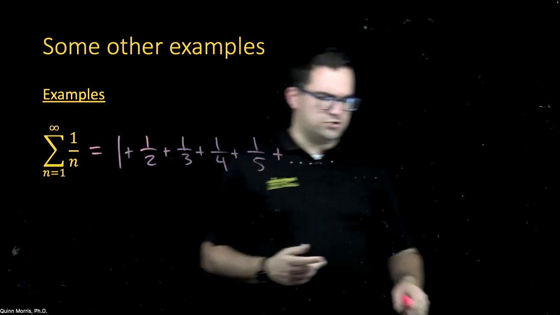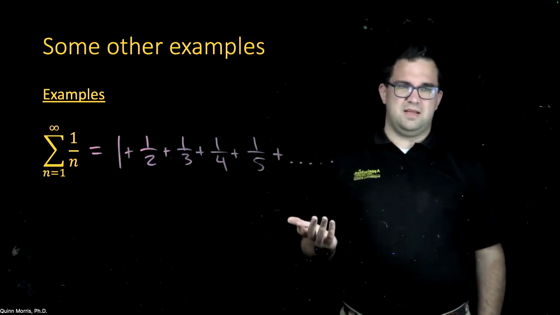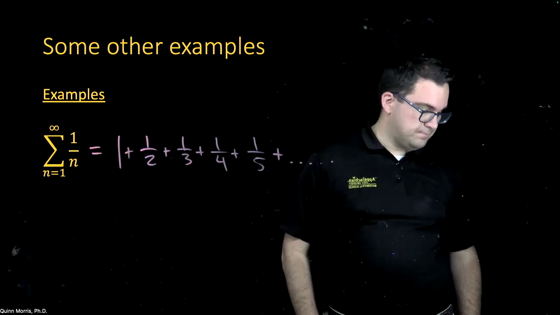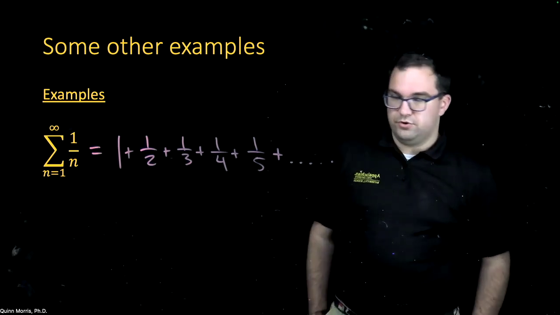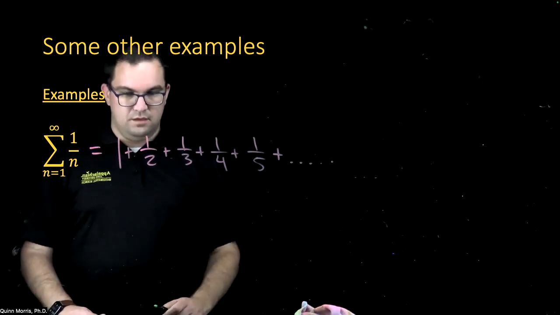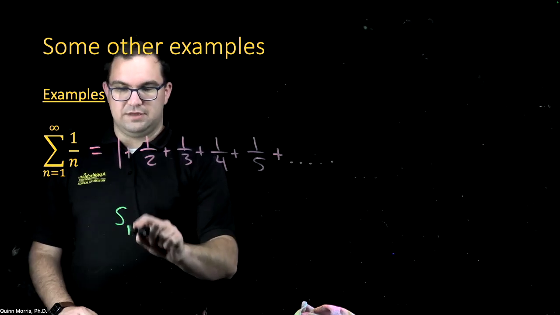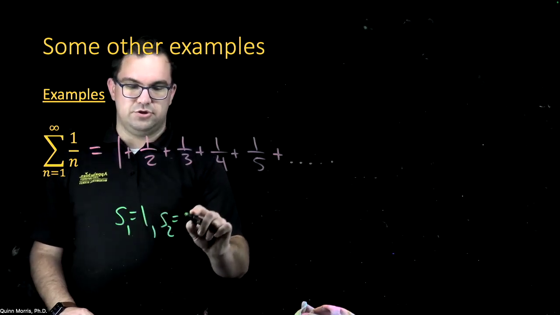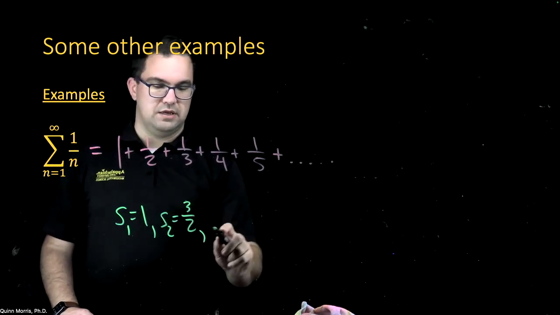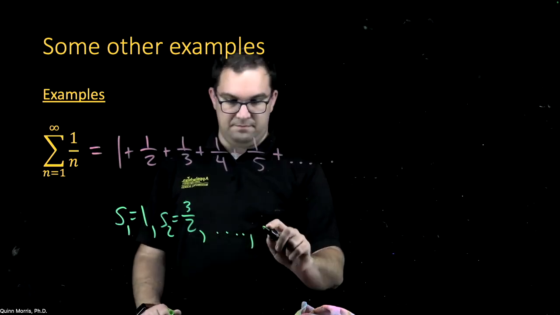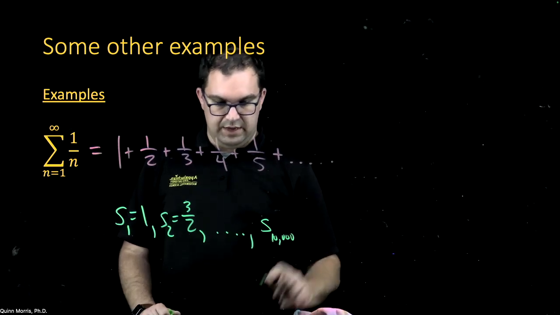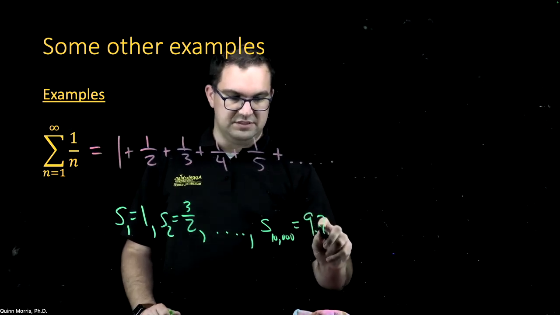Again, sort of like that 1 over n squared example, there's not going to be a lot of really good ways right now to analytically deal with this. One thing we could do, of course, is plug it in a computer and see what happens. You could start calculating, right? S1 would just be 1. S2 would be 3/2, right? 1 plus 1/2. You can keep doing this. So I'm going to jump ahead. I calculated the first 10,000, and that got me 9.78.